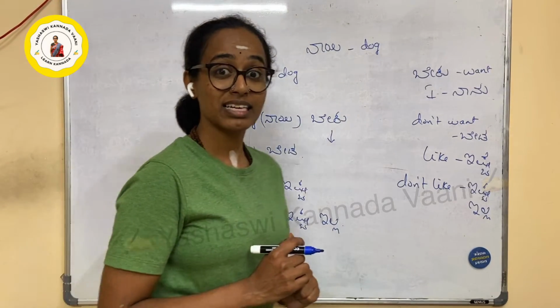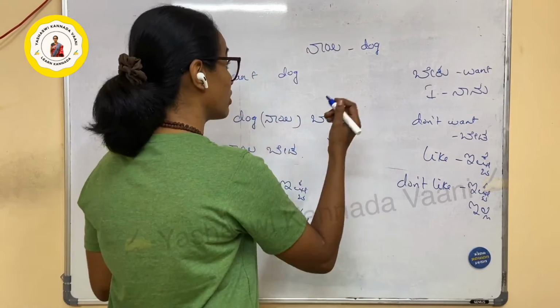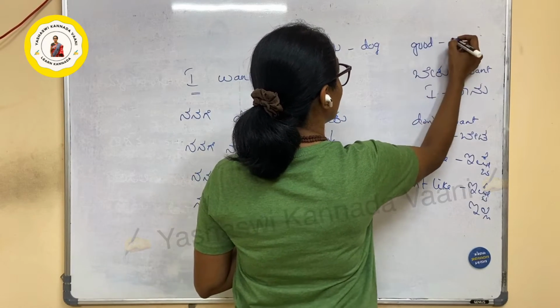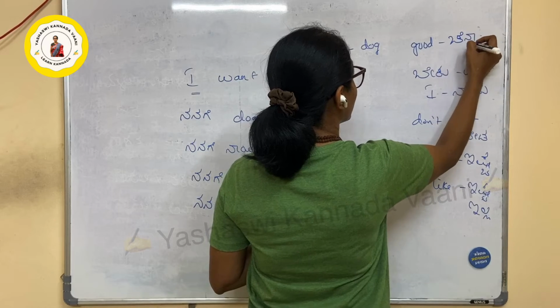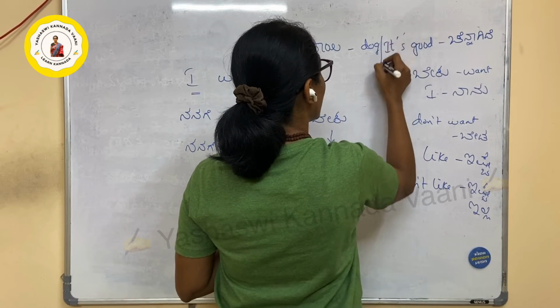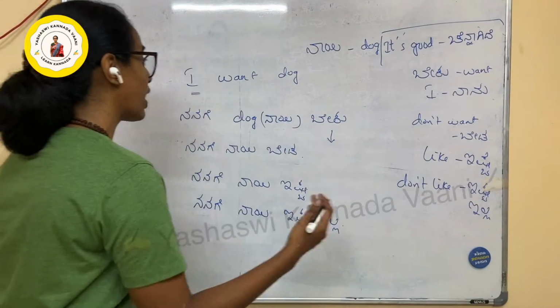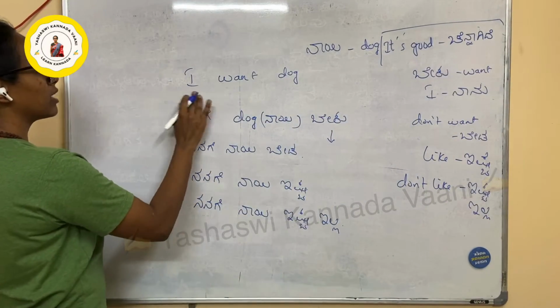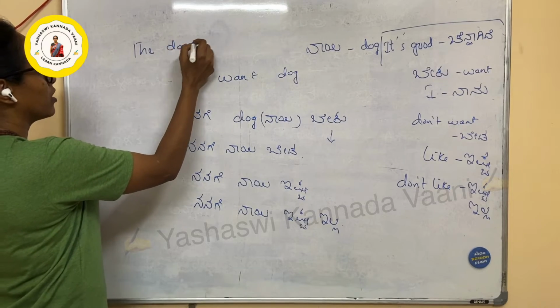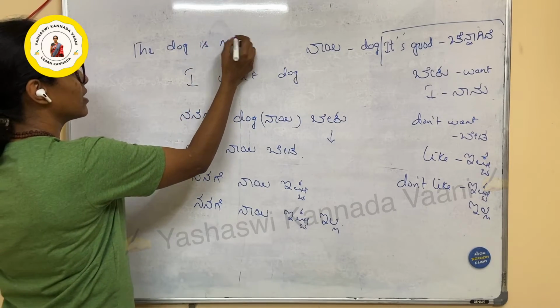Okay? So now I want to say I learn one more word. It's good. Okay? Chennagide. Chennagide means it's good. So now I want to say the dog is good. The dog is nice. Okay?